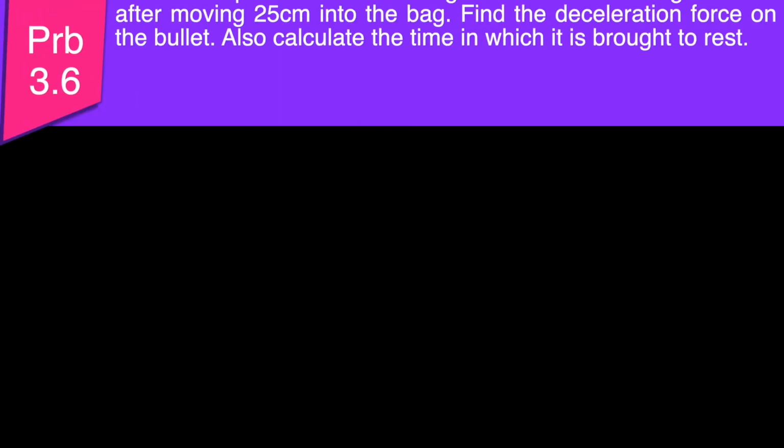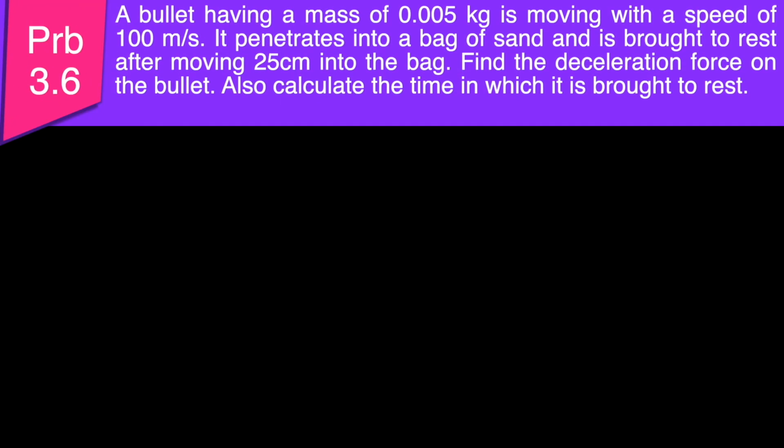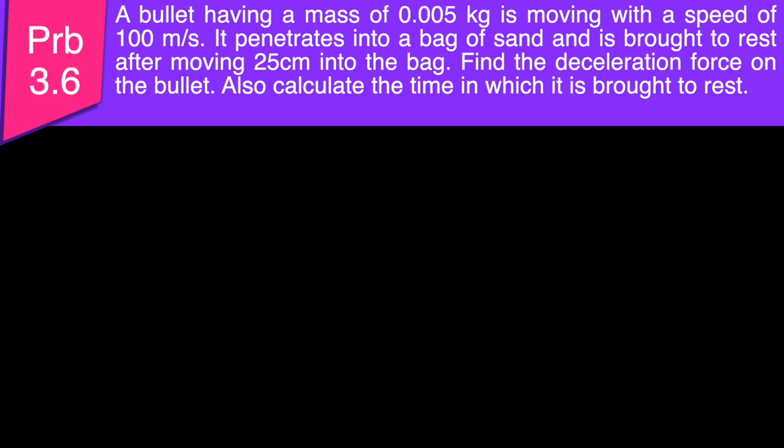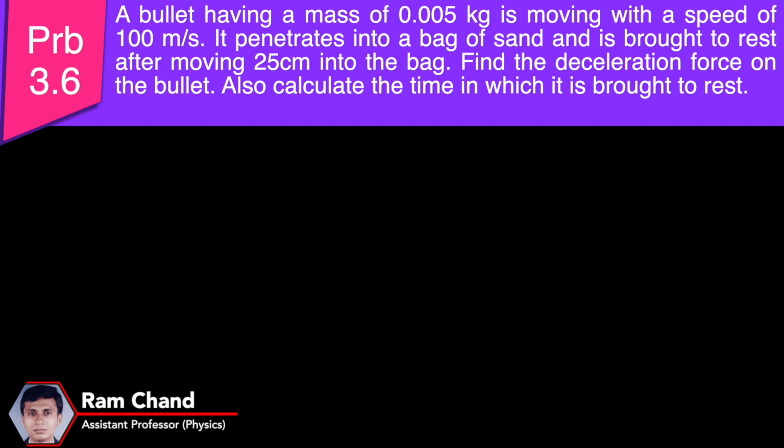Problem number 3.6. A bullet having a mass of 0.05 kilogram is moving with a speed of 100 meters per second. It penetrates into a bag of sand and is brought to rest after moving 25 centimeters into the bag. Find the deceleration force on the bullet. Also calculate the time in which it is brought to rest.